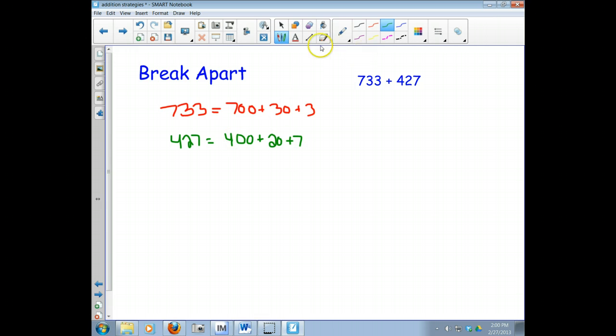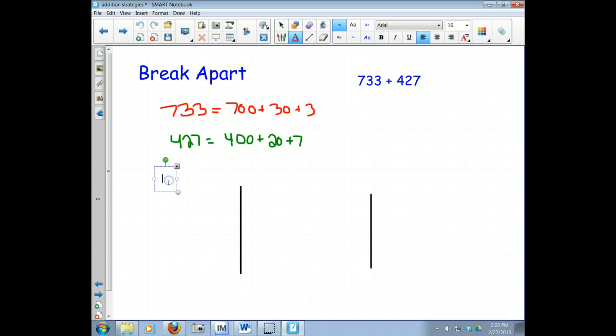So now we're going to go ahead and add each place value separately. So we're going to do the hundreds over here. We're going to do the tens right here. Then we're going to do the ones over here. So in this line, I'm going to take the 700 and the 400. So I'm going to do 700 plus 400. And that equals 1,100.